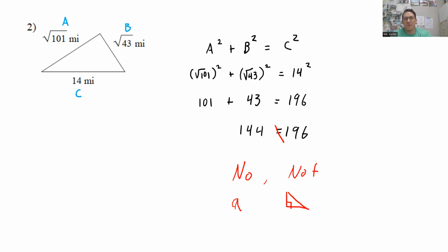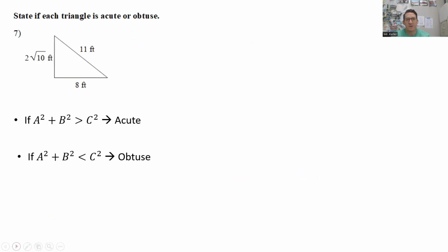Now you might be wondering, well, if it's not a right triangle, what kind of triangle is it? Well, we can use the converse of the Pythagorean theorem, as it's called. We can determine if this is an acute triangle or an obtuse triangle. Let's look at another example here. So we're going to state if the triangle is obtuse or acute. So this is going to end up not being a right triangle.